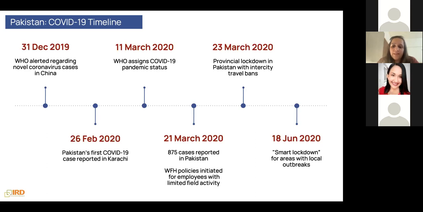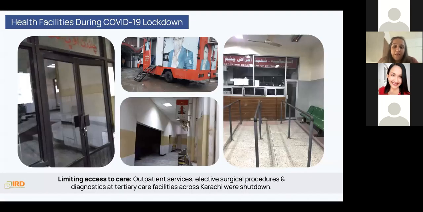within city travel bans, and that caused a very debilitating effect on any sort of movement, transport, be it for patients, be it for health workers, and citizens at large. As a result of these lockdowns, access to healthcare was extremely limited, especially in a city like Karachi with a massive population of over 20 million people.